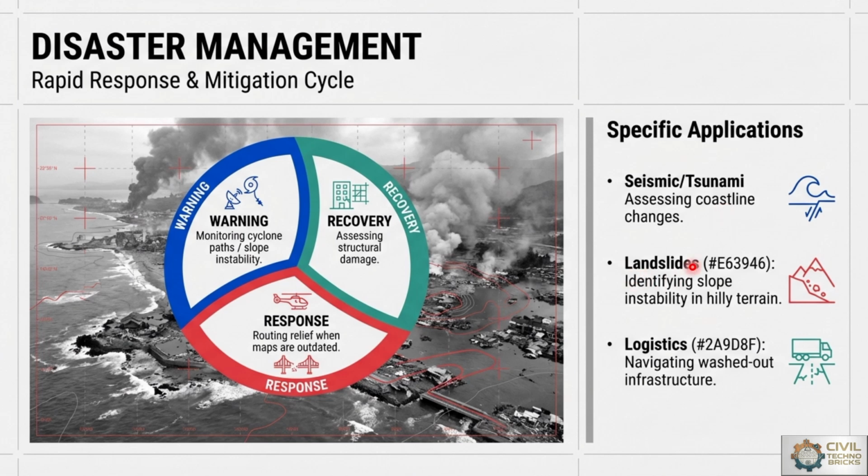Likewise, the next disaster will be landslides. Here we have to identify slopes and instability in hilly regions, or with reference to logistics, we have to navigate washed out infrastructure, so that we can provide a healthy habitat and infrastructural livelihood to the persons who are living in that area.